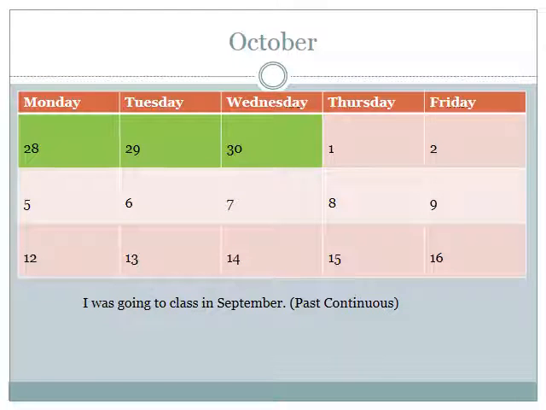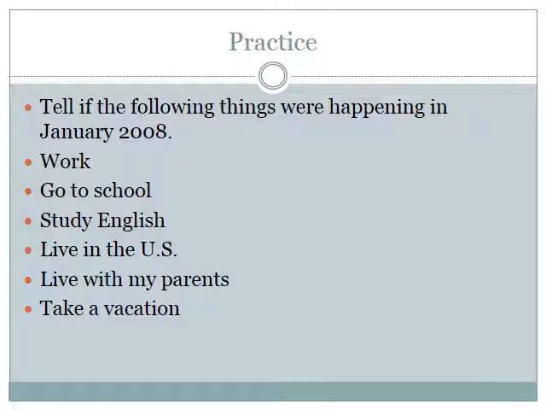So if we look at this on a calendar, here's a way we can think of it. I was going to class in September. So you can see that there's several days highlighted. So this is something that was in progress. So in the month of September, I was going to class. So again, it could continue, and it is continuing on into the present, but we're just talking about some event that was in progress, so over time in the past. All right, so this is the homework assignment that you need to do, and this is on page 221.